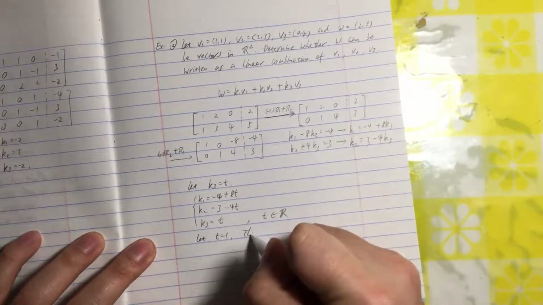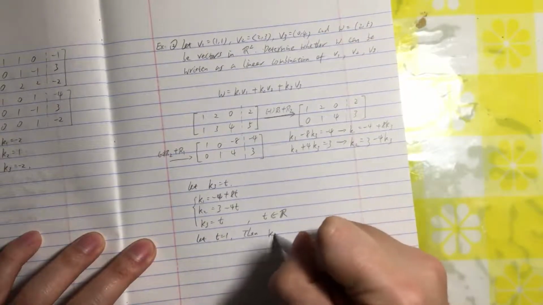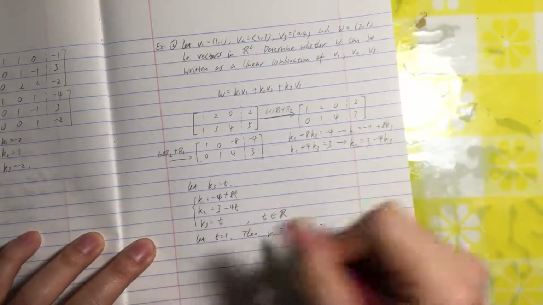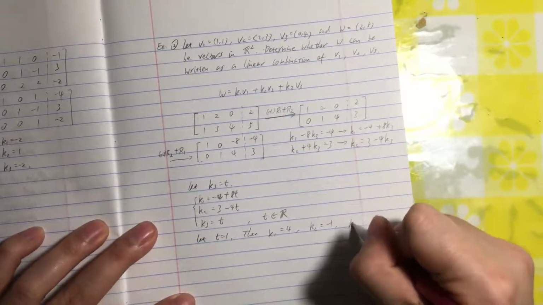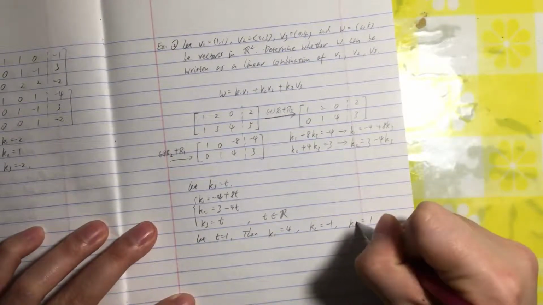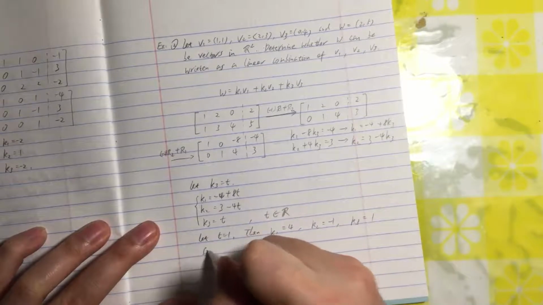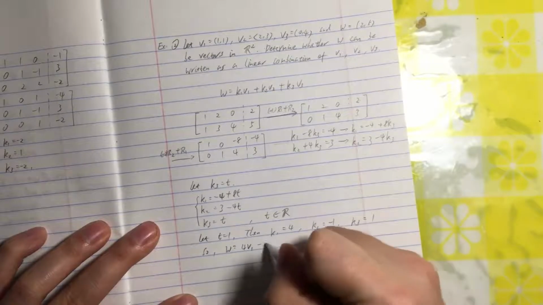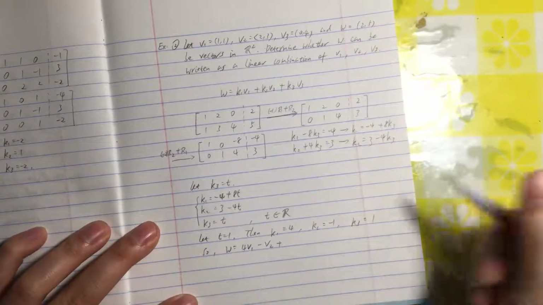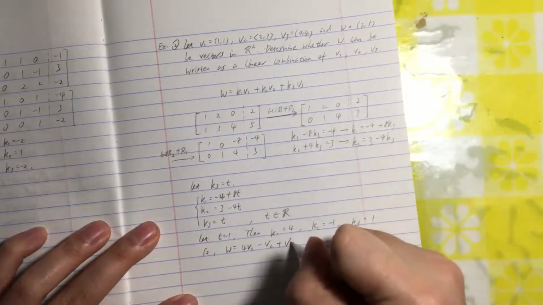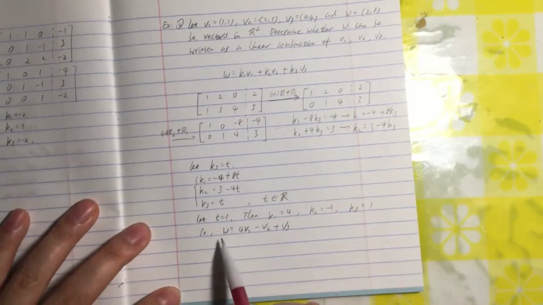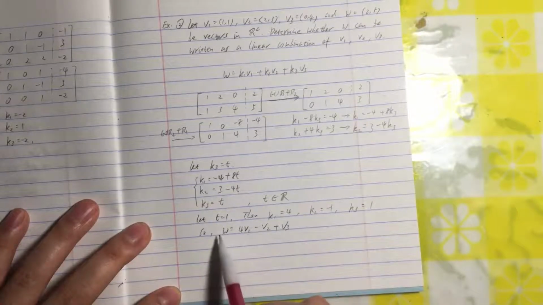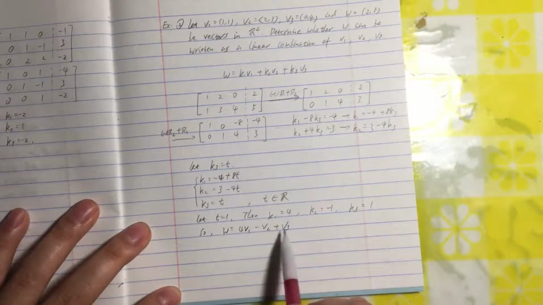Then K1 equal to 4, K2 equal to negative 1, K3 equal to 1. So W can be written as 4V1 minus V2 plus 1V3. So W can be written as a linear combination of V1, V2, V3. Once we find one solution, we can write W as a linear combination of V1, V2, V3.